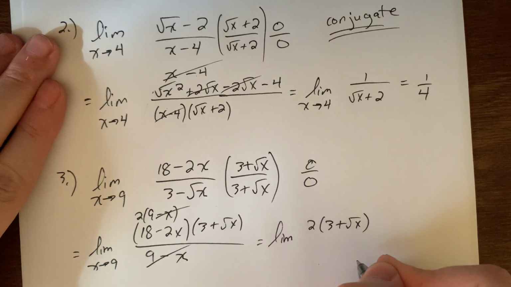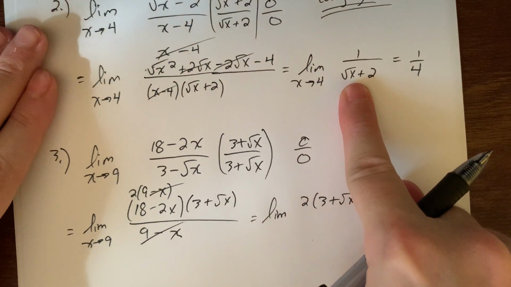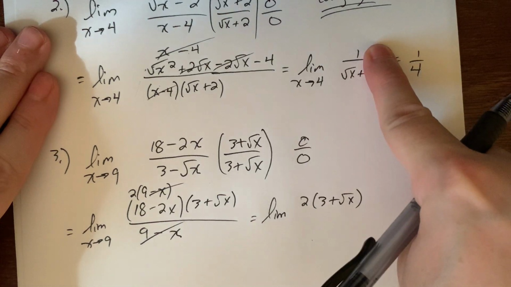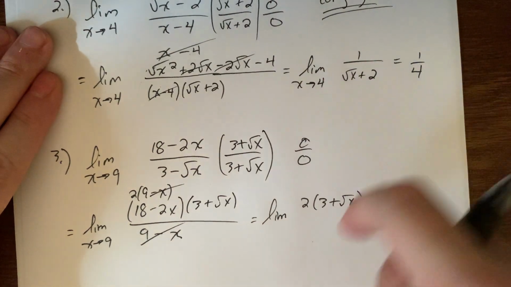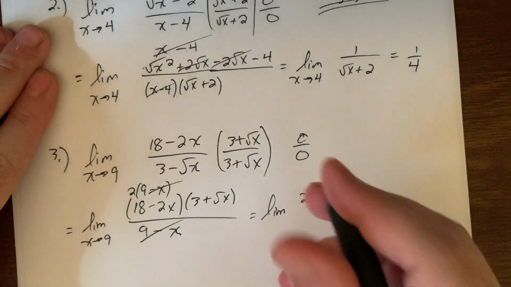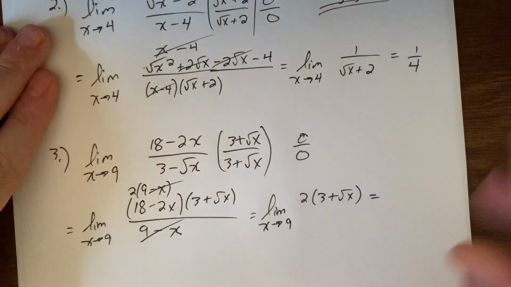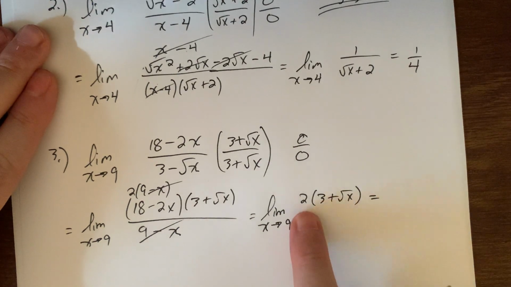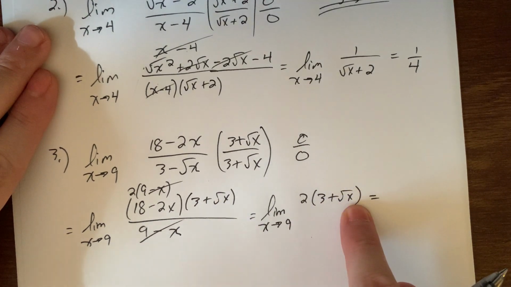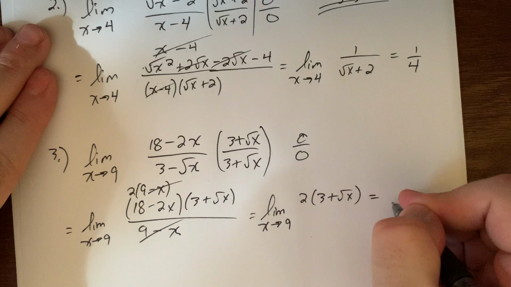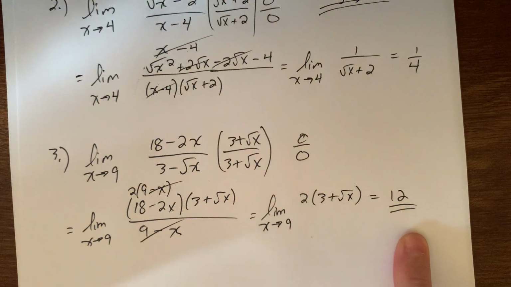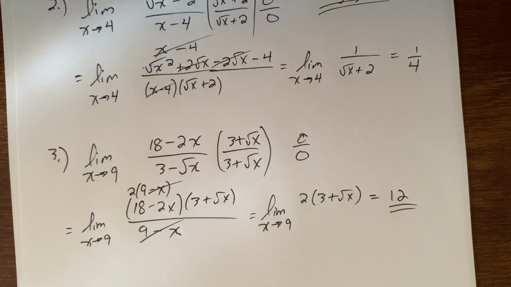You could put it over 1. When you have something left in the denominator, keeping a 1 in the numerator is essential. But here, over 1 or not writing that, that's all the same. That's just your choice. And now I can actually take that limit. 2 times 3 plus radical 9, so 3 plus 3 is 6 times 2. And our final answer here is 12.